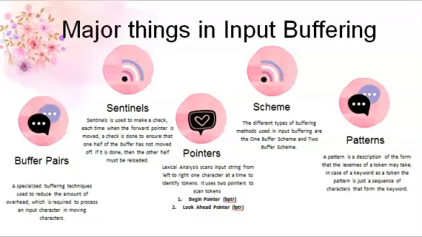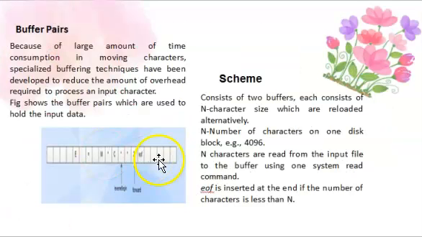The scheme is used in different types of buffering methods. One is the one buffer scheme, the other is the two buffer scheme. A pattern is a description of the form that the lexemes of a token may take. Any keyword as a token is just a sequence of characters that forms the keyword. And this is the picture of buffer pairs. There is a large amount of time consumption in moving characters.